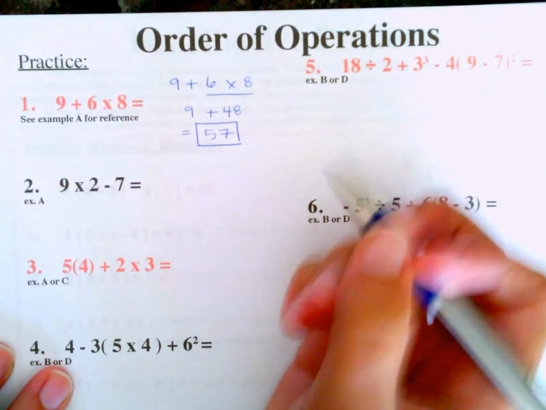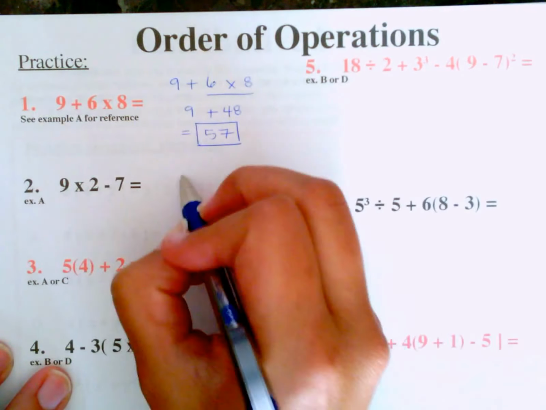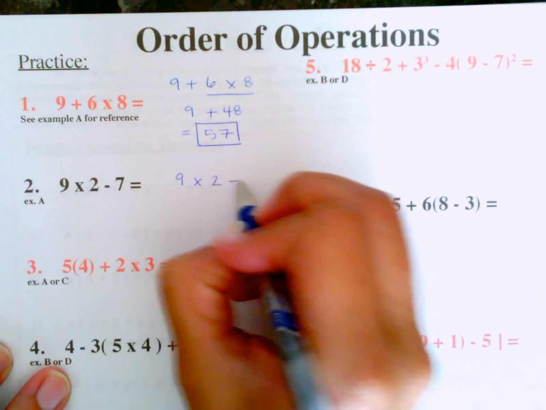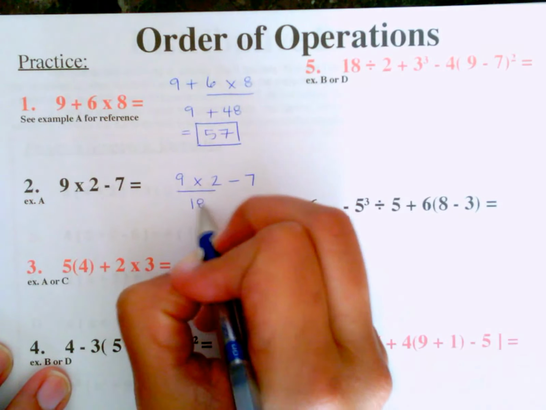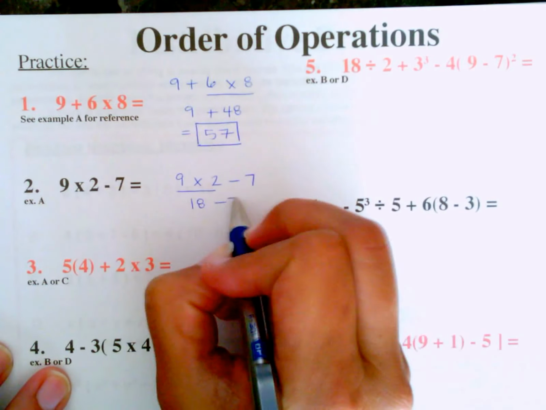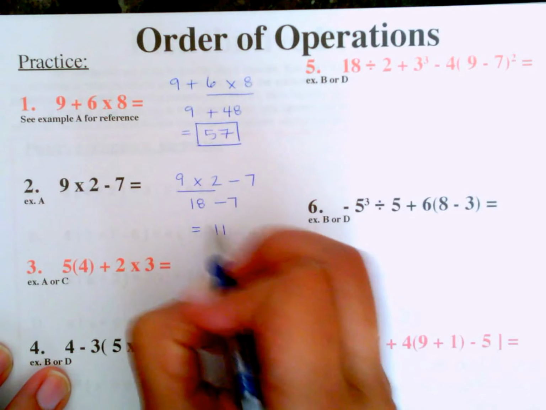Okay, nice and easy start. Let's go on to number 2. 9 times 2 minus 7. So multiplication comes before subtraction, so I'm going to do 9 times 2, which is 18. 18 minus 7 equals 11.